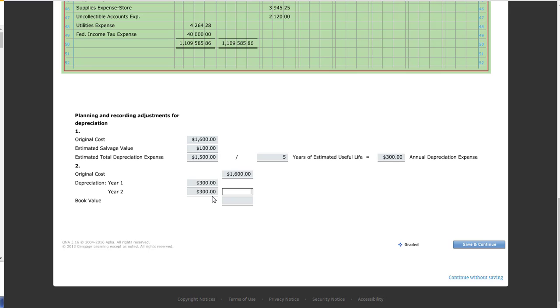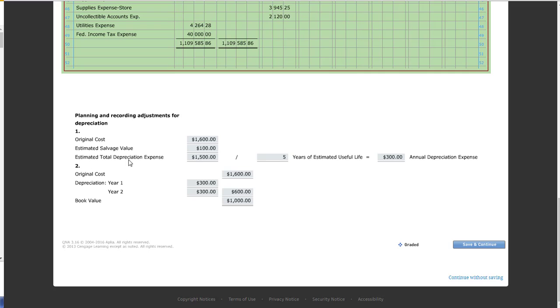Okay, so what is our total depreciation so far on our printer? 600, right? So we take 300 year 1, 300 year 2, 600. So we originally paid $1,600. We have depreciated 600. Our book value is now 1,000. Book value would be, if we wanted to sell it, the current value of it.